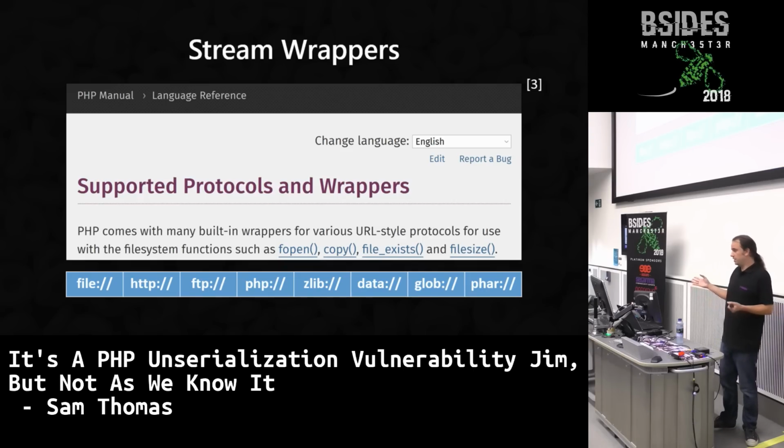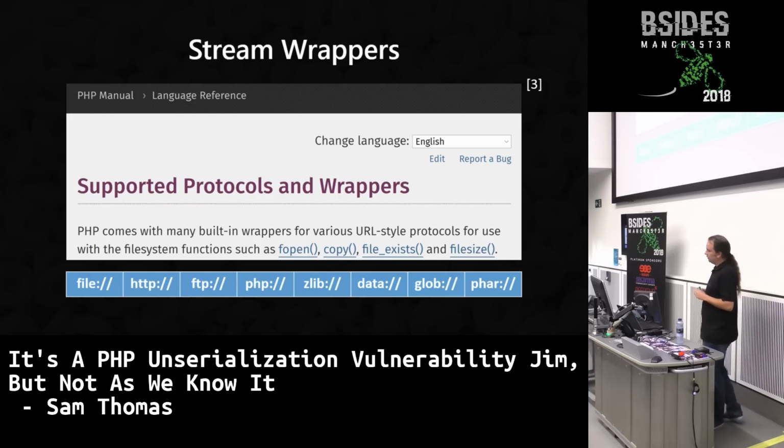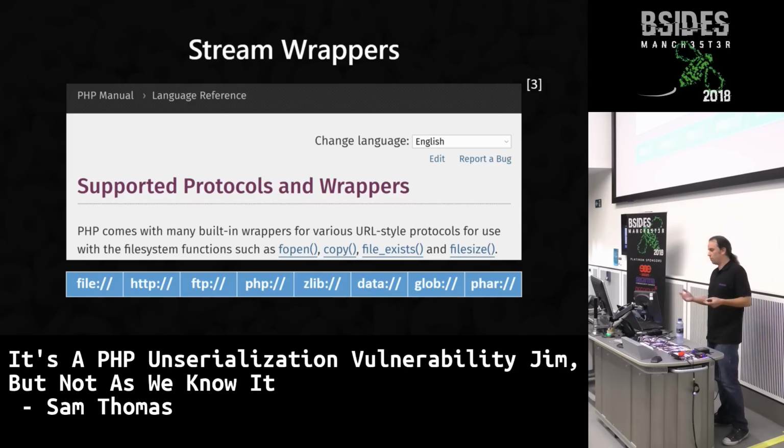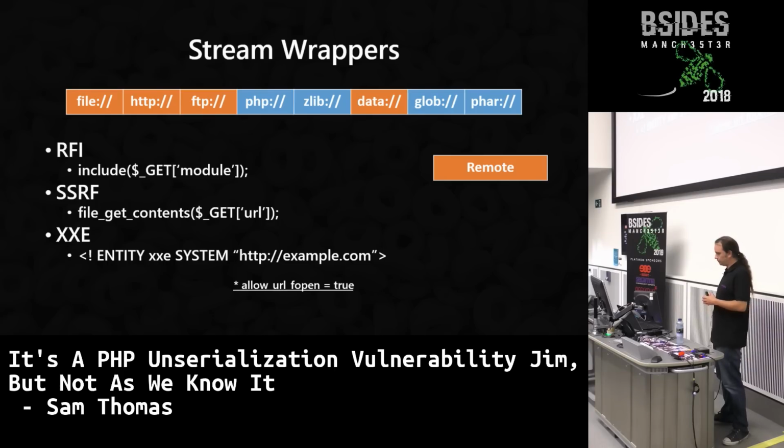Okay, so this is the page in the PHP manual which describes stream wrappers. So essentially it comes with lots of these built-in stream wrappers, and there's a list at the bottom of the ones which are enabled by default. And they're triggered by all sorts of different file operations, so opening a file, checking if a file exists, copying a file, that kind of thing.